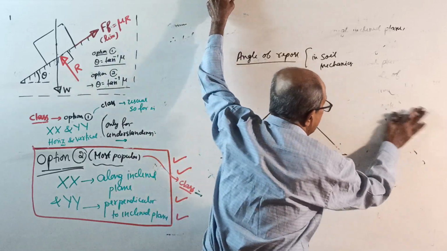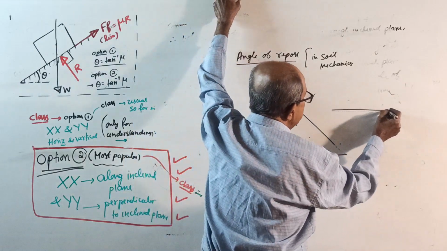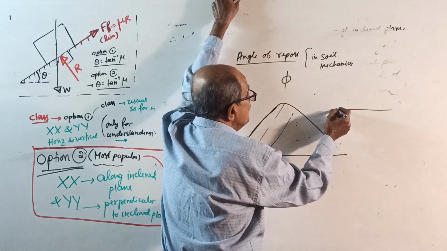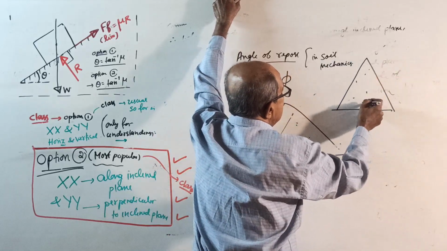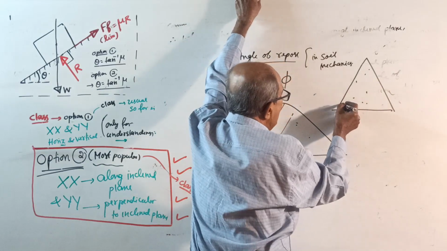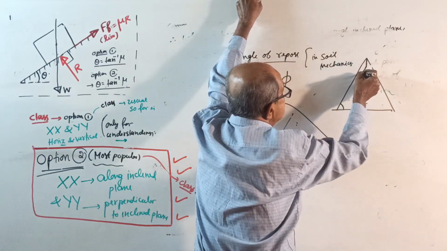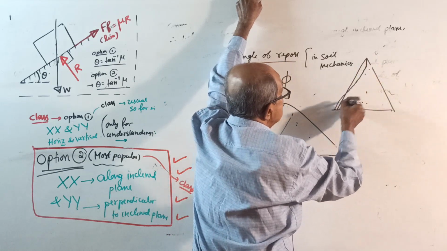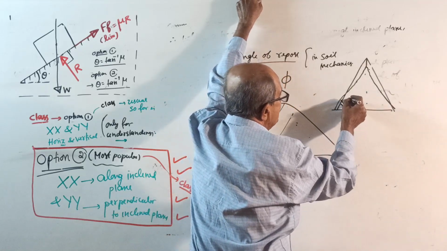For example, this is the phi for stability. Suppose by chance you take a container this way and fill it with soil, then remove the outside container. If this angle is more than phi, the soil will start coming down. It will settle this way, that is, at that angle phi.